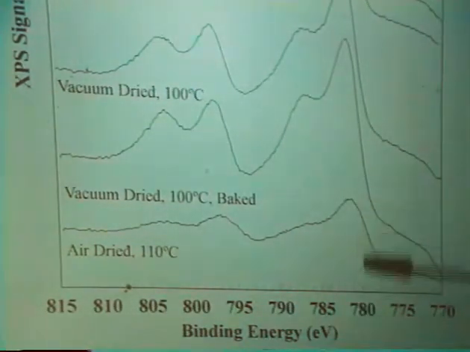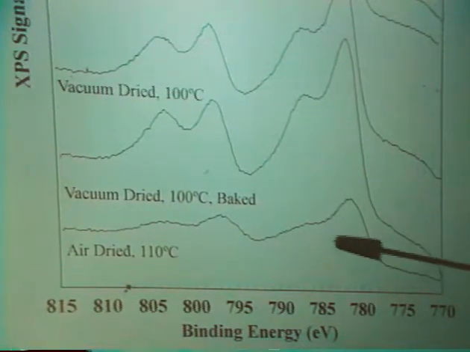In contrast to the vacuum-dried samples, the sample that was air dried at 110 degrees C, we see cobalt 2p features that are somewhat different. We see a slightly lower binding energy. We also see a decrease in the shake-up features.